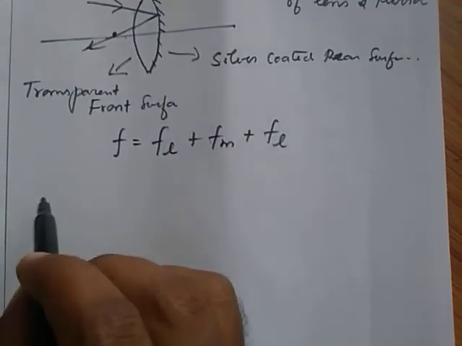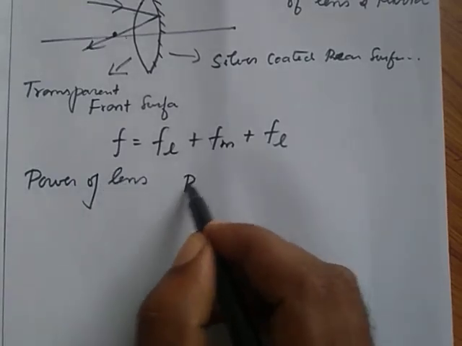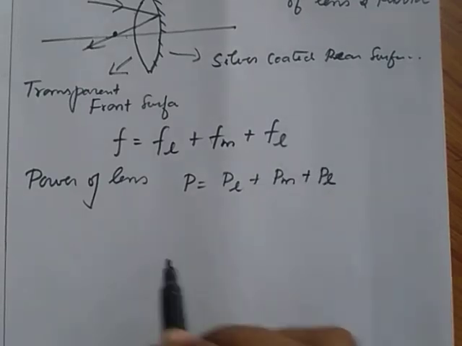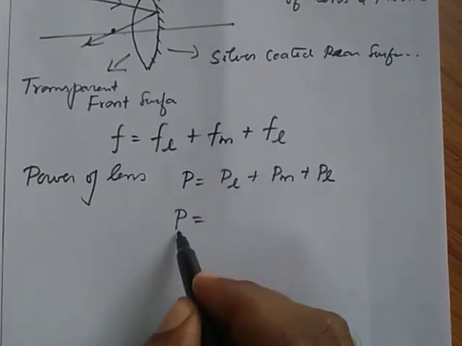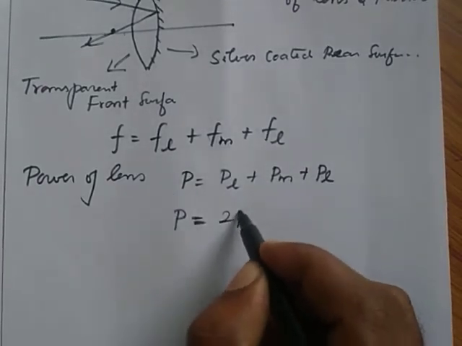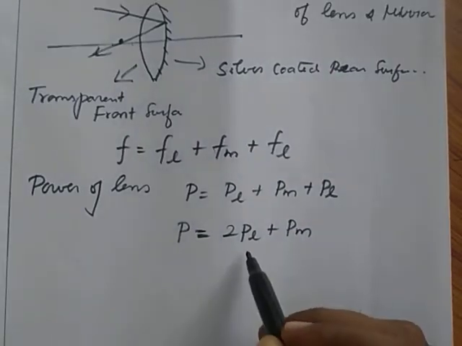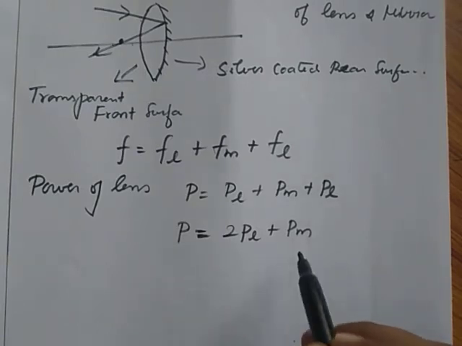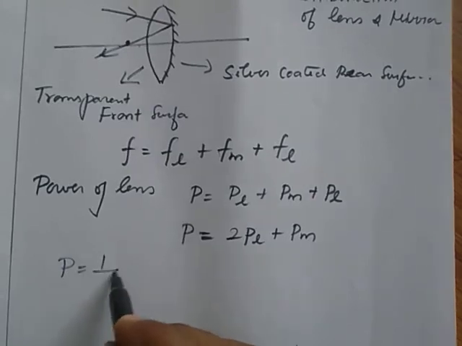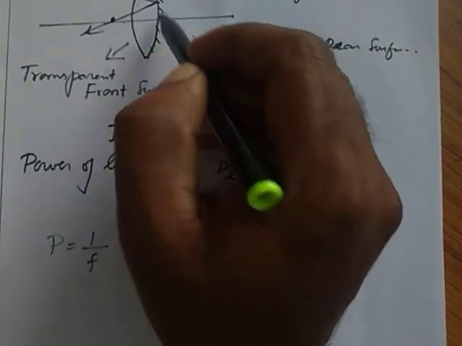Then the power can be written as P equals PL plus PM plus again PL. Here P is the power of the silvered lens, the combination of lens and mirror, that is 2 times PL plus PM. Here we know PL is the power of the lens and PM is the power of the mirror. We know power of the lens is inversely proportional to focal length. Here this is nothing but a concave mirror.